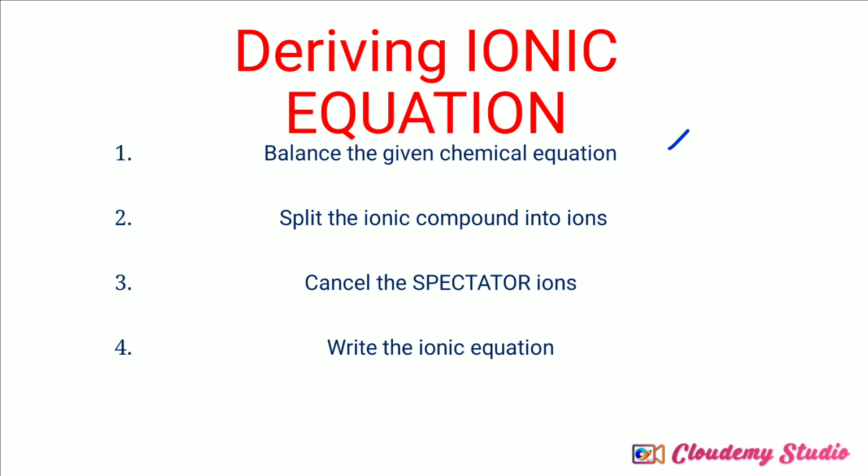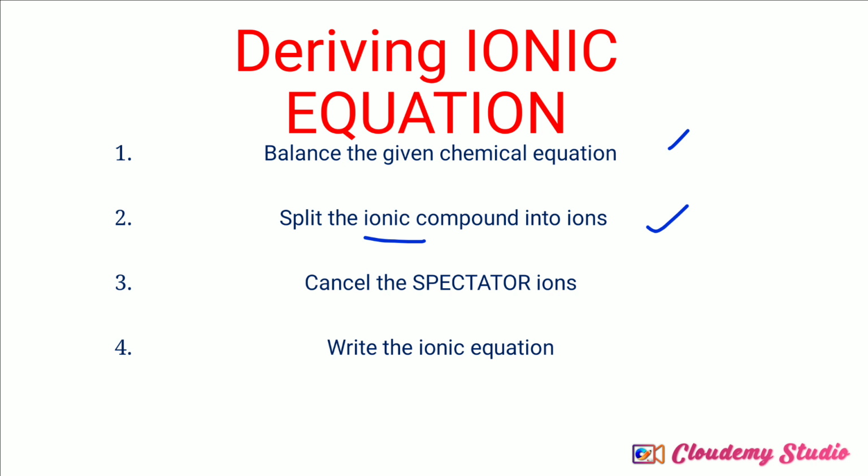After balancing the chemical equation, the second step, we need to identify the ionic compounds. So, in the equation, we need to identify which ionic compounds are there. After the identification of the ionic compounds, we need to separate the ionic compounds into ions. That is step 2. The next step is to cancel the spectator ions.